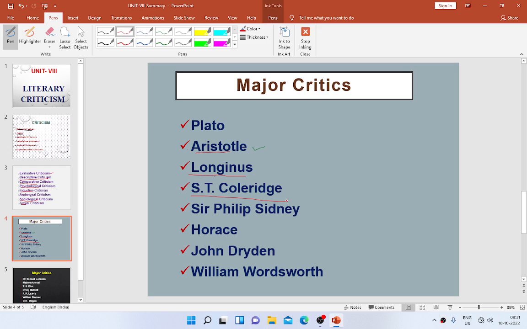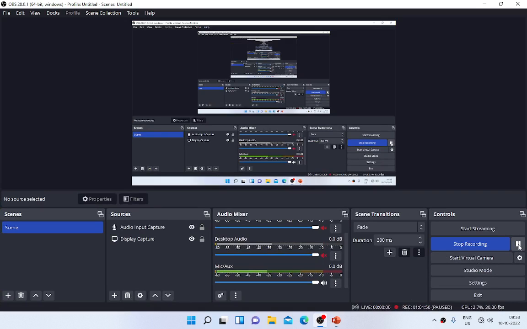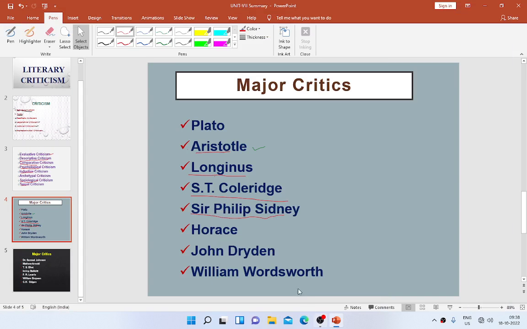So Coleridge considered language to be the armour of the human mind, and it contains trophies of the past and weapons of its future conquest. So there is a next writer whose name is Sir Philip Sidney. We must discuss him. It is a little bit short work. We will talk about him.